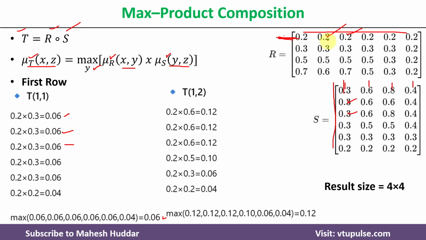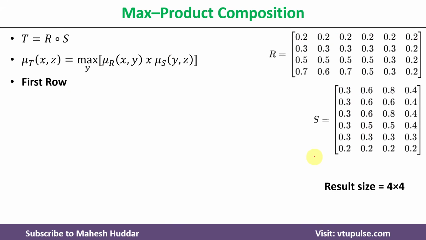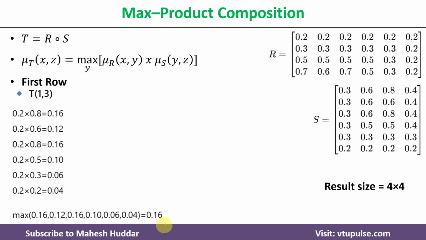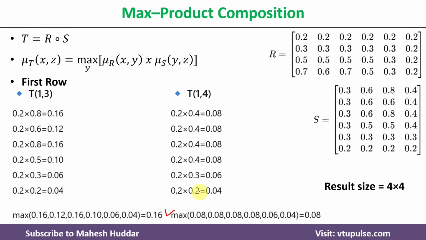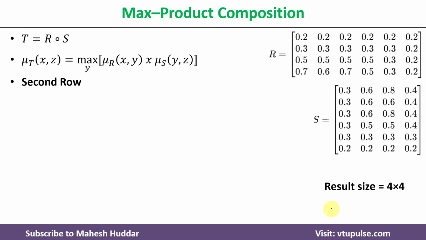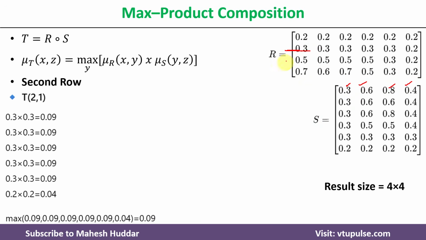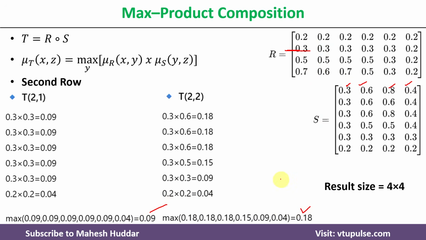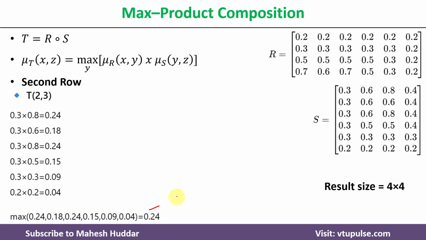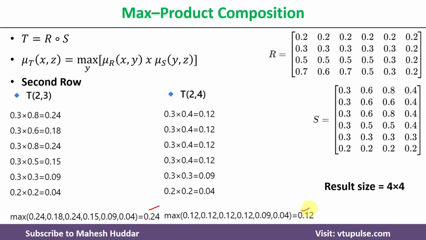So next I will consider the first row second column. Here we can see that the maximum value is 0.12. That is what I have written here. So next we will go for the first row third column. In this we will get the maximum value as 0.16, and for first row fourth column we will get the maximum value as 0.08. So next we go for the second row. Here also we need to multiply the second row with the first, second, third and fourth columns. So once you do this, we will get the second row first column value as 0.09, second row second column as 0.18, second row third column as 0.24, second row fourth column as 0.12.